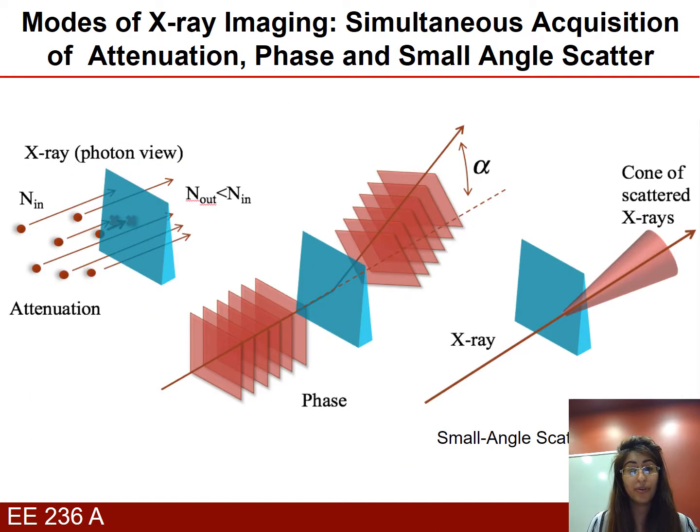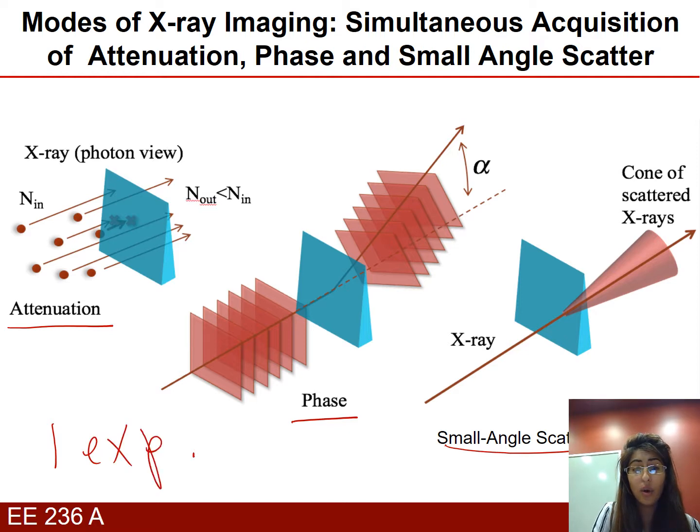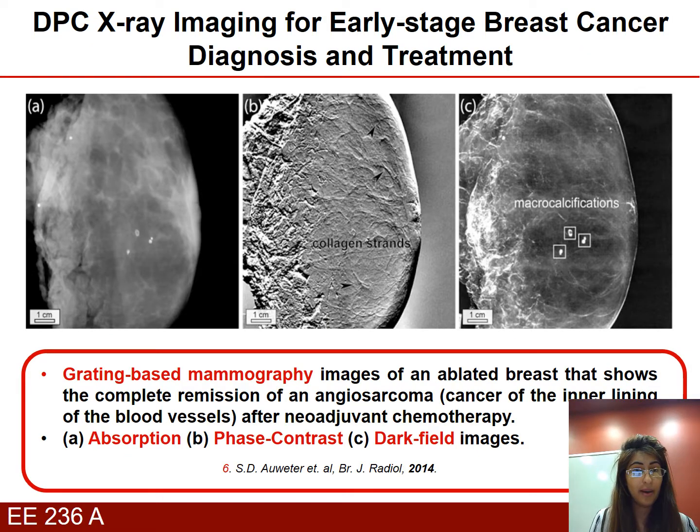DPC imaging differs from traditional X-ray imaging in the sense that it gives three different outputs: attenuation, phase, and dark field, or small angle scatter, from one experiment. All of these can be combined together to uniquely identify unknown materials. And today I'm going to specifically talk about the application of DPC for early stage breast cancer diagnosis.